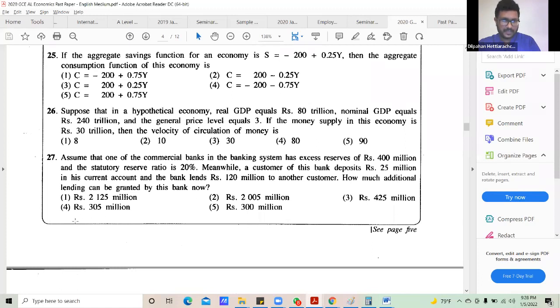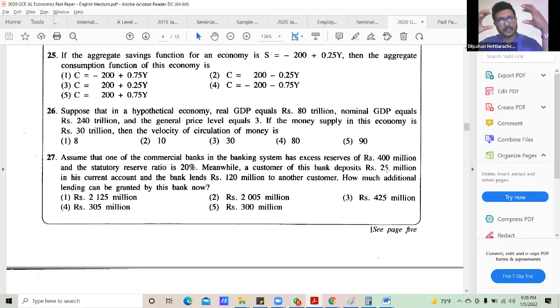Okay, so we'll do the calculation. Assume that one commercial bank in the banking system, so one bank, has an excess reserve of 400 million and a statutory reserve ratio of 20%. SRR is 20%. Meanwhile, a customer of this bank deposits 25 million.